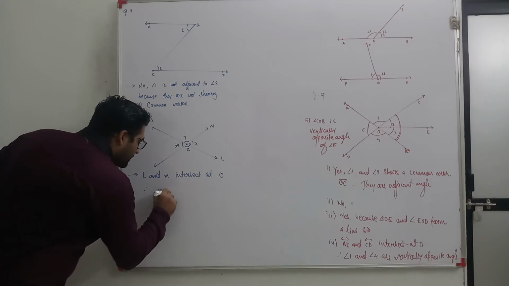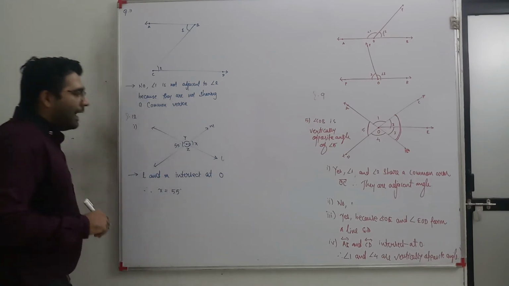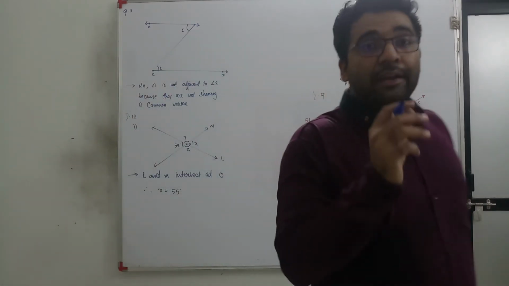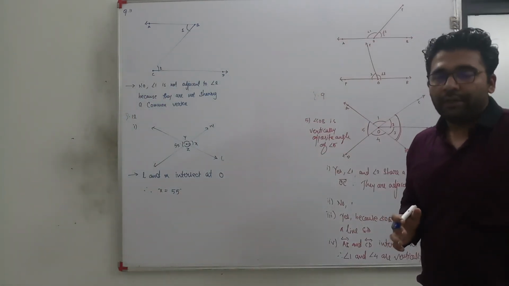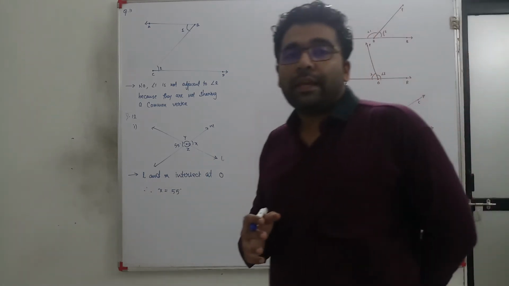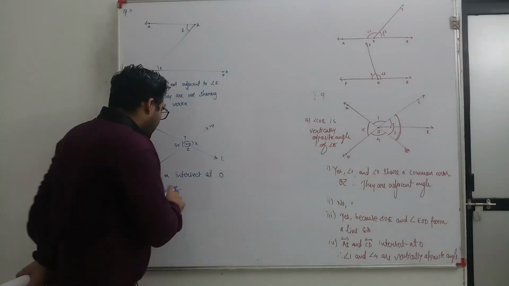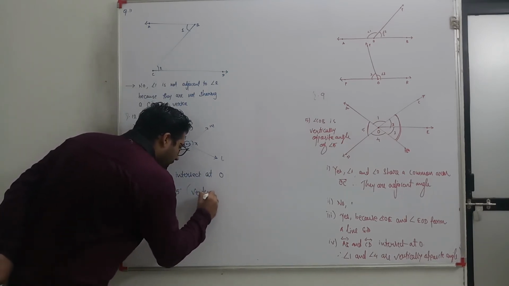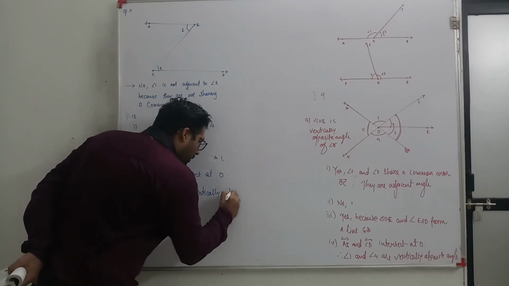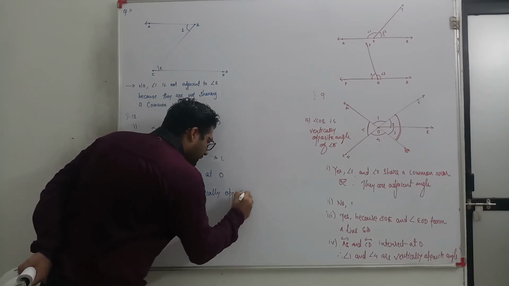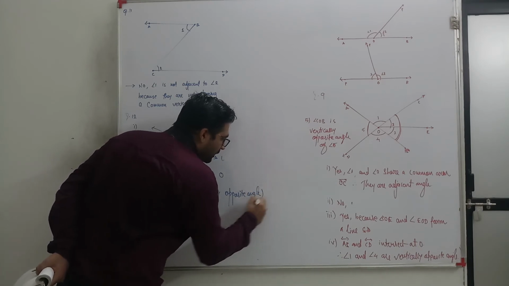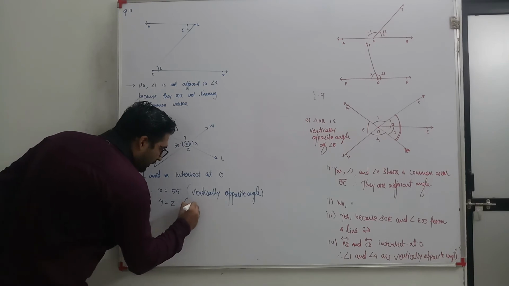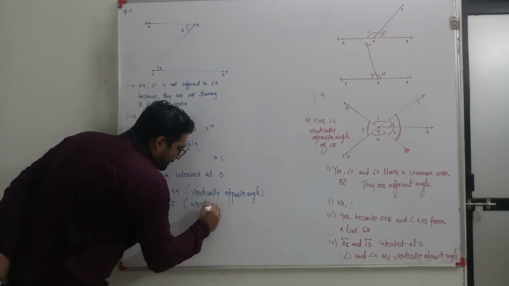Therefore x is equal to 55 degree. Why is x equal to 55 degree? Because when two lines intersect each other, they form vertically opposite angles. And as we know, vertically opposite angles are always equal. Therefore x is equal to 55. Here I am writing the reason, that is vertically opposite angle. In the same way we can say that y is equal to z, because of vertically opposite angle.